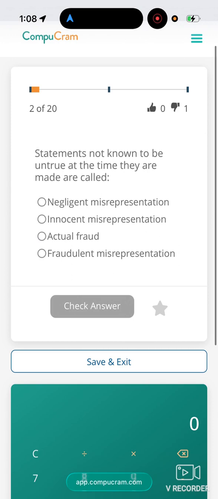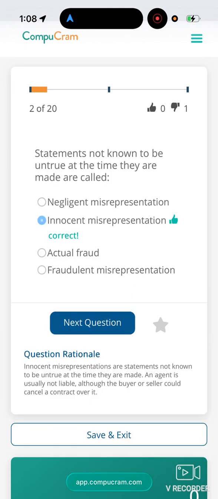Number two. Statements known to be untrue at the time they are made are called negligent misrepresentation, innocent misrepresentation, actual fraud, fraudulent misrepresentation. Let's see. Statements not known to be untrue might be innocent misrepresentation. Yes. Innocent misrepresentation are statements not known to be untrue at the time they are made. An agent is usually not liable, although the buyer or seller could cancel a contract over it.